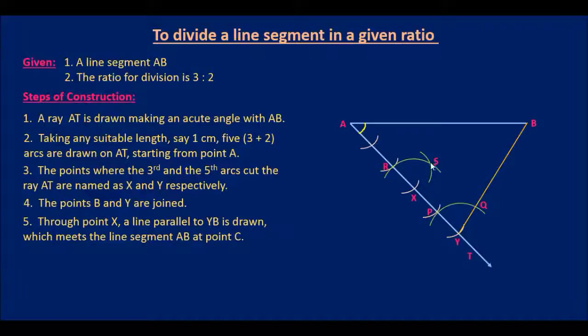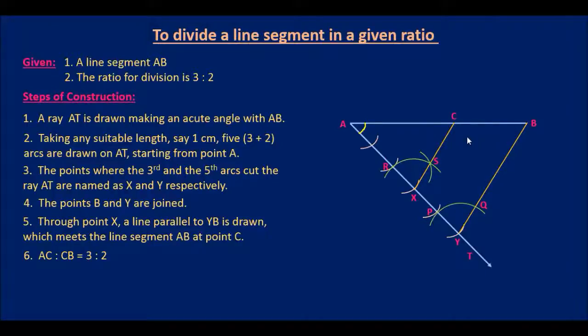Next, we join these 2 points X and S, and we extend the line to meet this line segment AB at point C. So this is our required point, this point C. AC is to CB equal to 3:2. The ratio between the lengths of AC and CB is equal to 3/2 or 3:2. Now we have ended our construction, but we haven't given any proof for our construction.